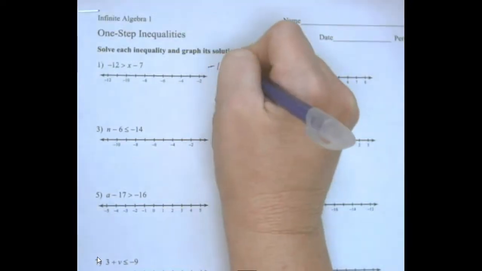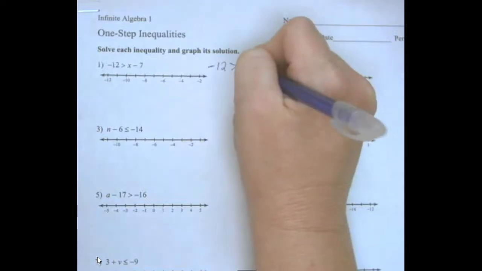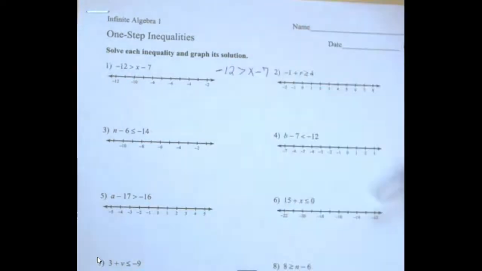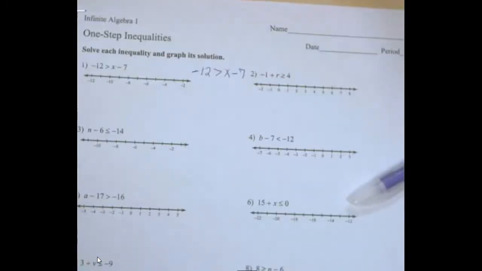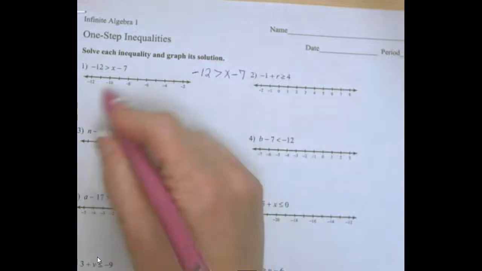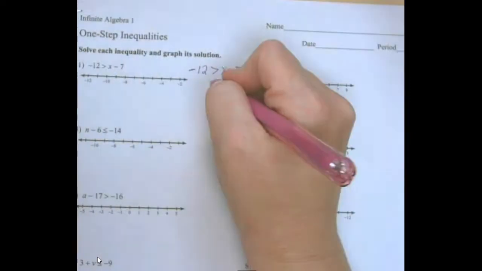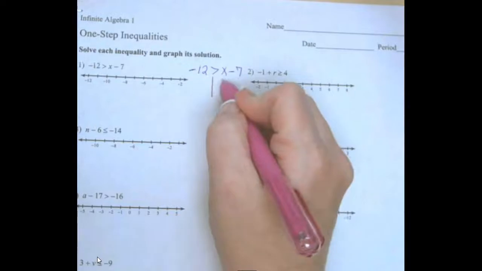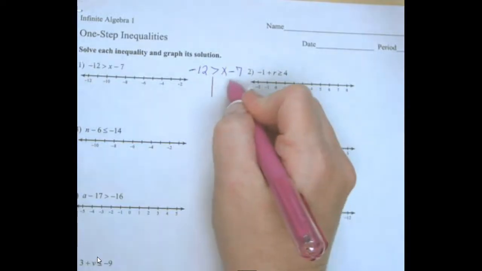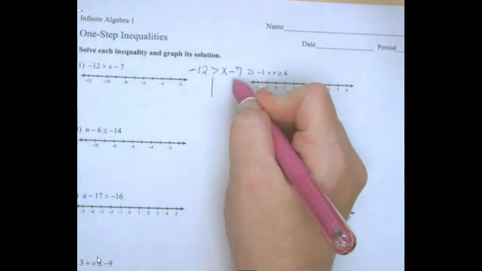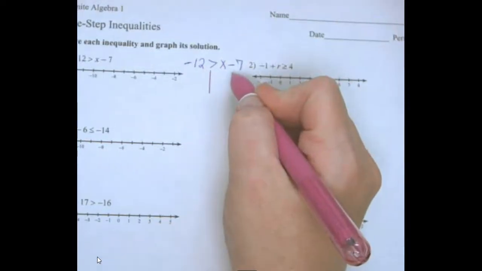Negative 12 is greater than x minus 7. The first thing I need to do is solve it before I can graph it. I'm rewriting it to the side because I do not have enough room to graph. Draw your river, and you need to isolate the x. You are trying to get the x by itself.